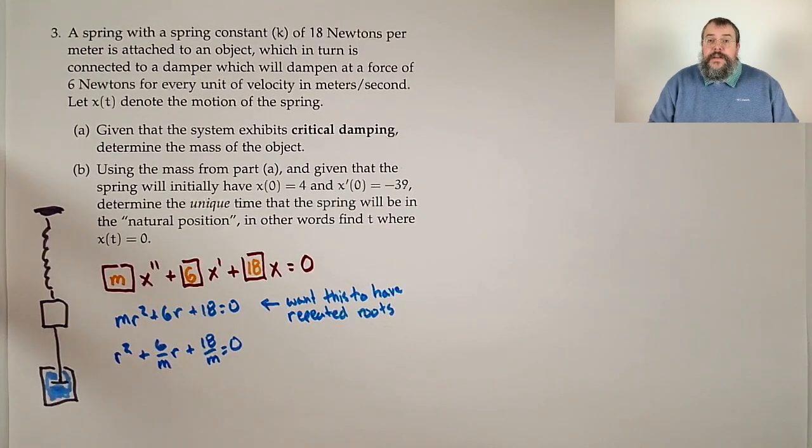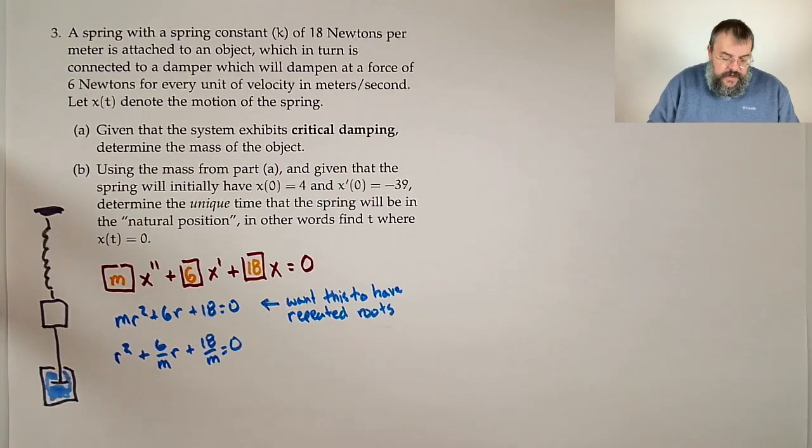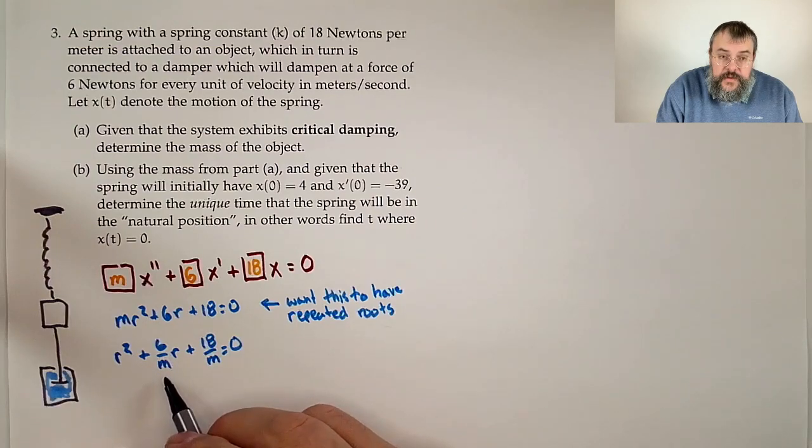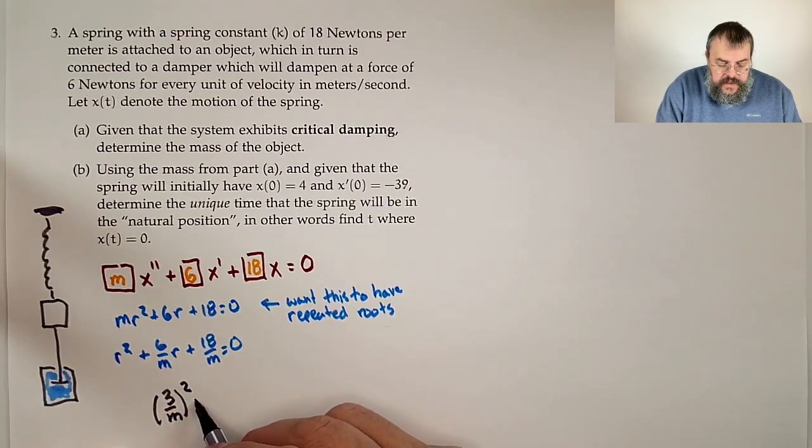And now we run the process. So if the leading coefficient is 1 in completing the square, the next thing you do is go to the coefficient of your linear term, r in this case, and divide that by 2. Okay, so 6 over m divided by 2 would be 3 over m, and you're going to square that, and that would be what needs to go there.